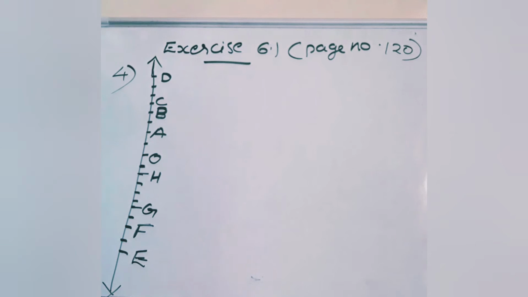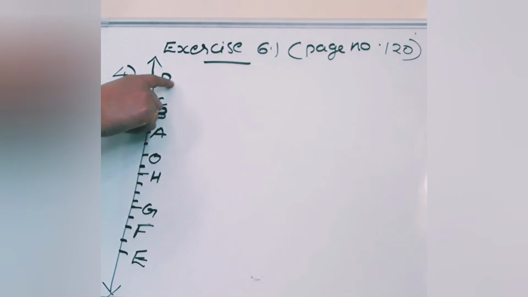Heading is this, like this. The adjacent figure is a vertical number line representing integers. Observe it and locate the following points. In the textbook, question A is: if point D is plus 8. Okay, point D is here, this is plus 8.